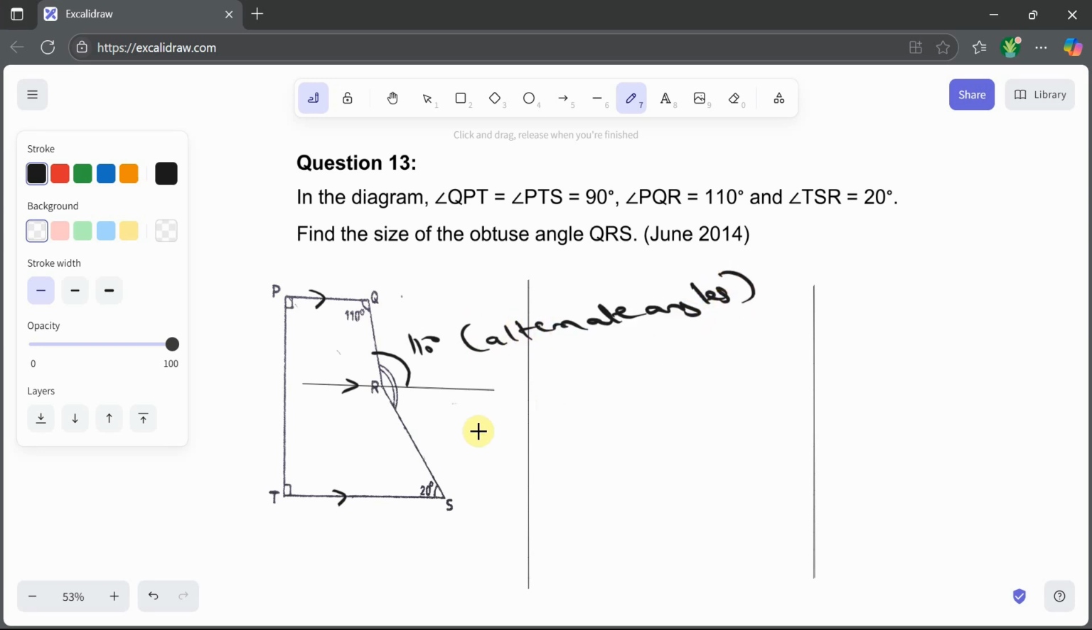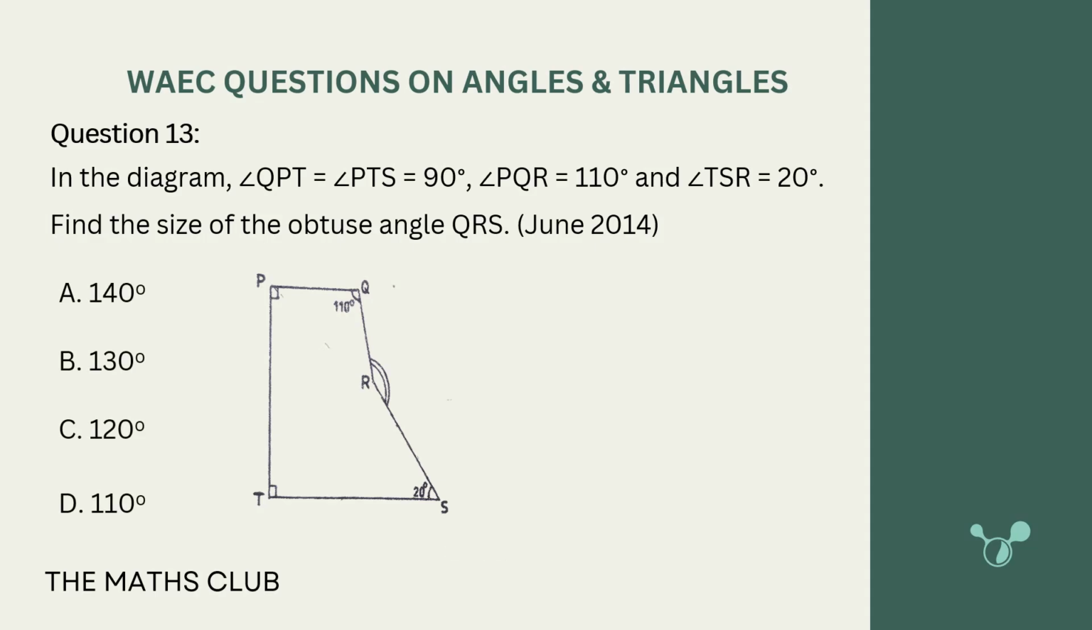Great. Same thing. This is a parallel line, this is a parallel line, and we can see a transversal between them. So the bottom left, which is 20 degrees, will be equal to the top right. So this angle is also 20 degrees because of alternate angles. So angle QRS will be equal to 110 plus 20, which gives me 130 degrees. And this is an obtuse angle. Remember, obtuse angles are between 90 and 180 degrees. So you can see this is correct. That will be option B.